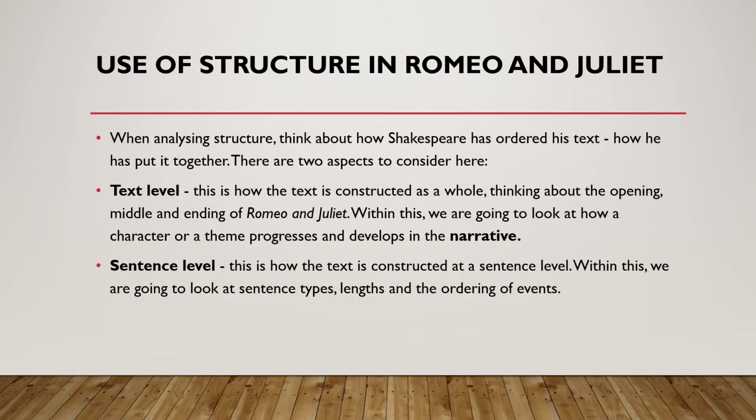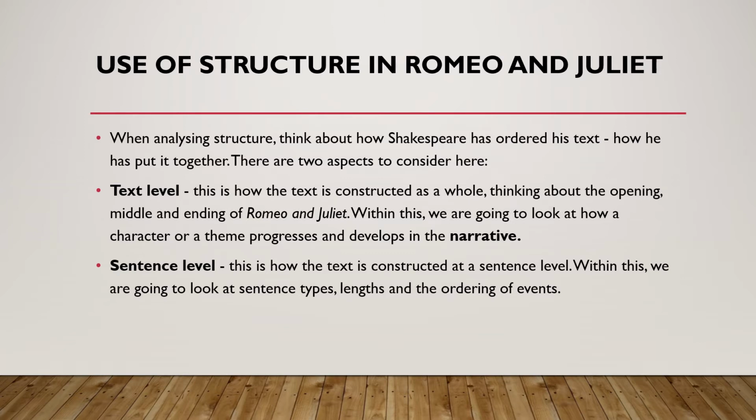What about its structure then? When we're looking at the structure, we need to think about how Shakespeare has ordered his text. How has he put the text together? There are two aspects to consider. We've got the text level. This is how the text is constructed as a whole. We need to think about the opening, the middle, and the ending of Romeo and Juliet. Within this, we're going to have a look at how characters or themes progress and develop in the narrative.